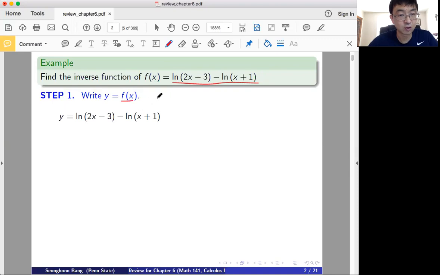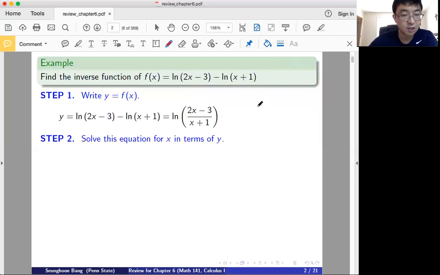The next, could you combine this one? Do you know how you can combine? Could you write your answer? Yes, this is exactly right, it's good, thanks. Ln of x of y. So we have ln of 2x minus 3 over x plus 1. We can change it like this.